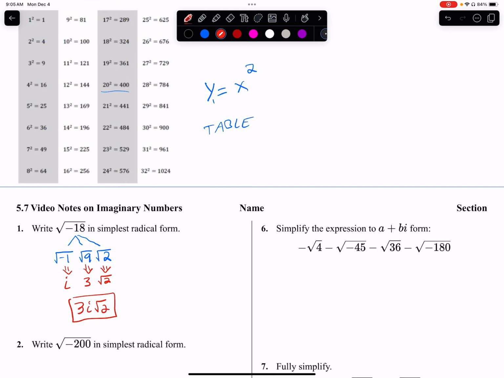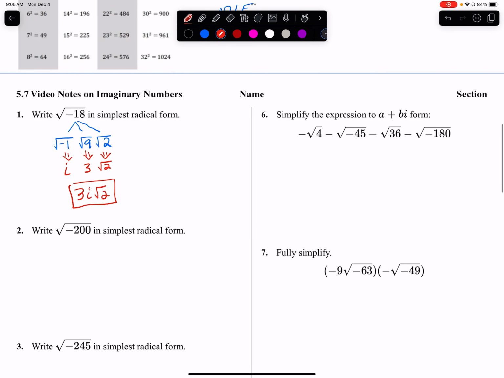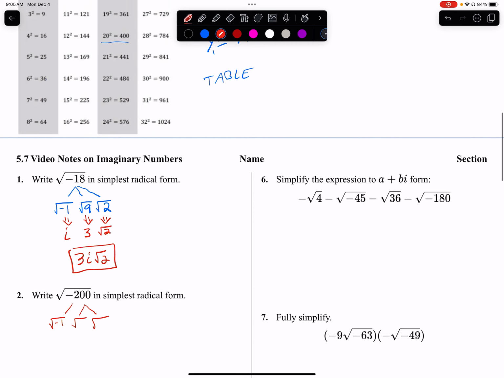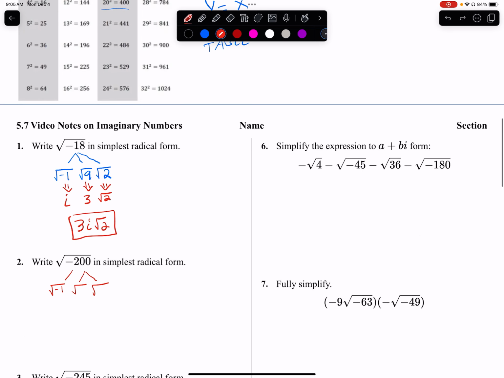So you can see in example number 2, very, very similar. How are we going to break this down? First of all, right away, write the square root of negative 1. Then determine, can we break down 200 into perfect squares? If you look at the perfect squares list again up top, or use your calculator, you can see 100 is the value there that we can divide out, because 100 times 2 is 200.